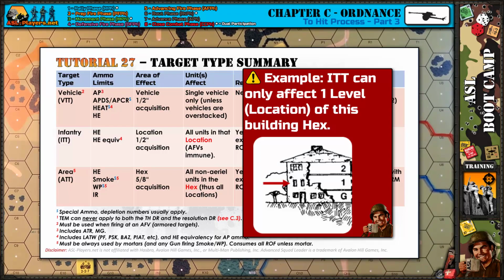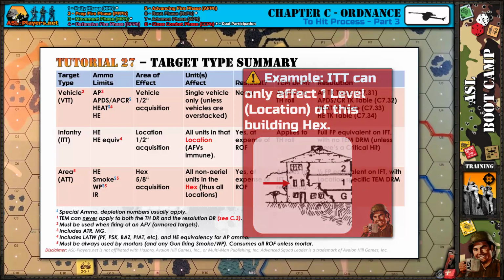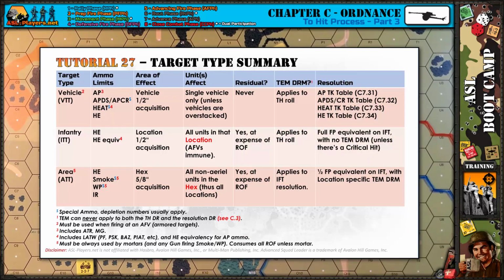So if you have a squad in the first level, you say, I'm going to fire infantry target type at level 1, and the units in that level, which is a location, are the only ones affected. And AFVs are immune to the infantry target type. So if you have a squad underneath a vehicle, not as a rider, and you fire infantry target type, the AFV is immune to any results.